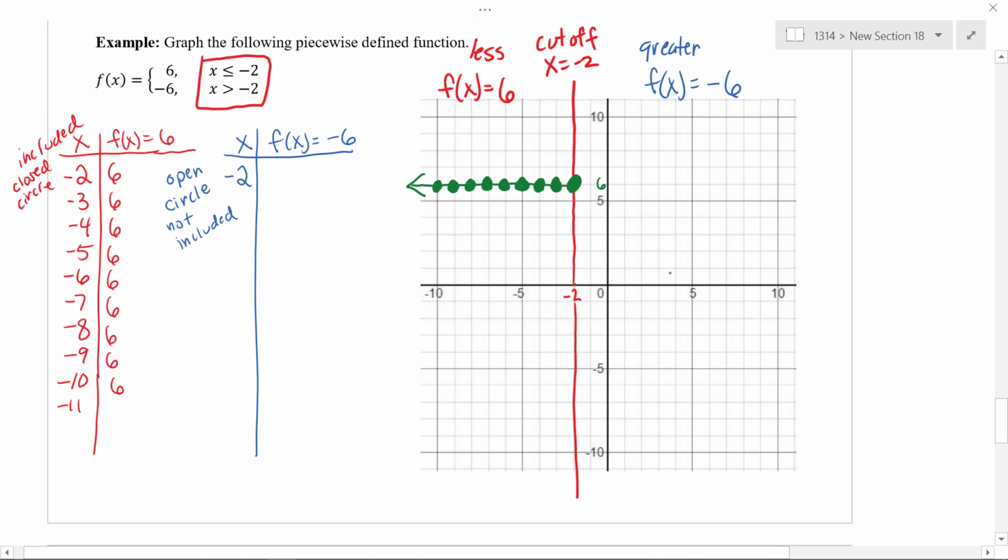Okay, what other x values are we going to put in? Well, anything to the right of that line. So all of the x values to the right of that vertical line. So -1, 0, 1, 2, 3, 4, and so on, right? Until we fall off the graph. So I'm just going to go all the way to 10. It could keep going if we wanted, for all x values that are greater than -2, but we would fall off our graph if we kept going.